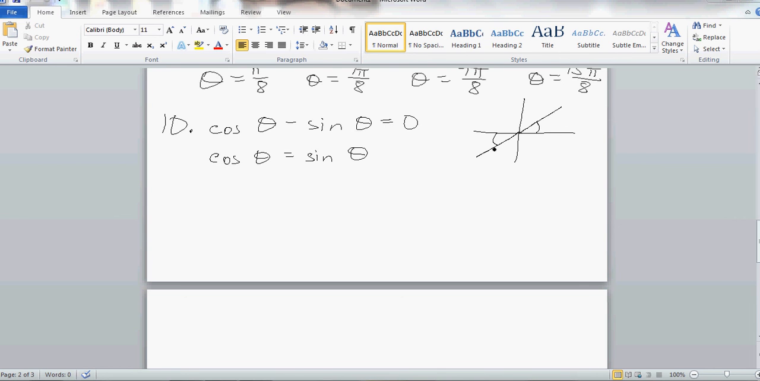But then the question becomes, where does the cosine actually equal the sine? Well, the reference angle happens to be pi over 4. Therefore, this angle would be pi over 4 as well. So theta, in this case, would either be pi over 4, or it might be 5 pi over 4.